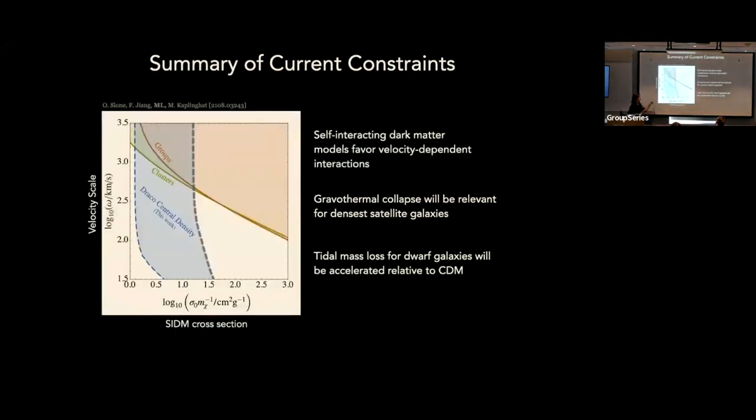So tying this back to where we stand today, I was telling you that this is the region that remains allowed. What does this tell us? Well, it tells us that if we have self-interacting dark matter, you need to have velocity-dependent interactions. It needs to live in this space, and this is precisely where velocity dependence becomes important. So we shouldn't really be talking about velocity-independent scattering dark matter. We know we would have to be this kind of model.